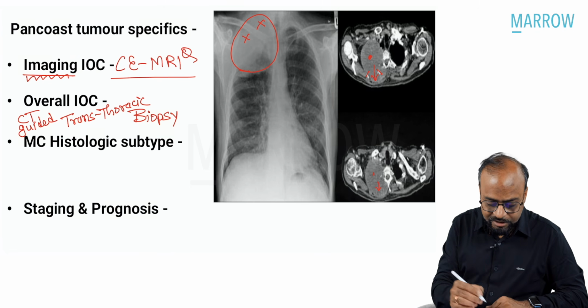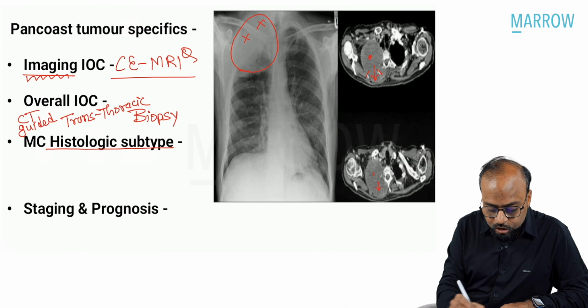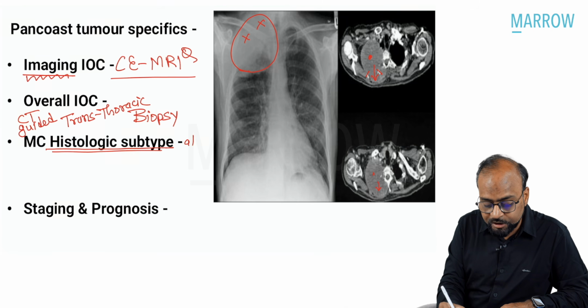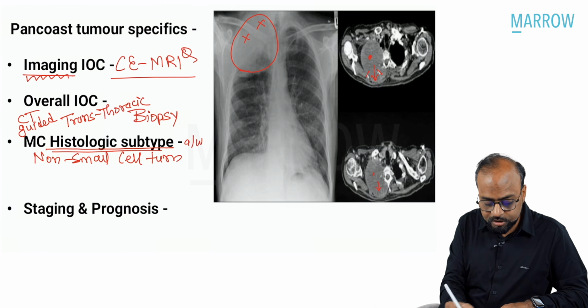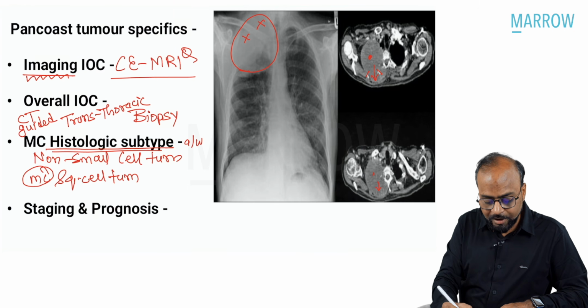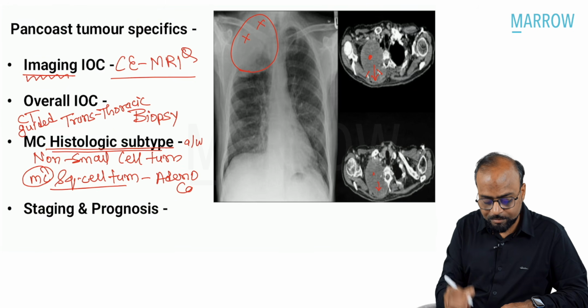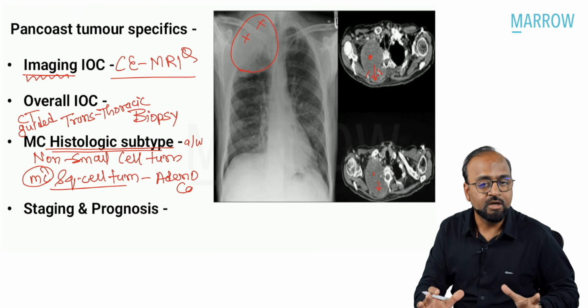Speaking of histopathological diagnosis, what is the most common histologic subtype associated with a Pancoast tumor? These are usually, remember, non-small cell tumors. Most commonly, these are squamous cell tumors, followed by adenocarcinomas. So most commonly squamous cell tumors, but overall they are non-small cell tumors.